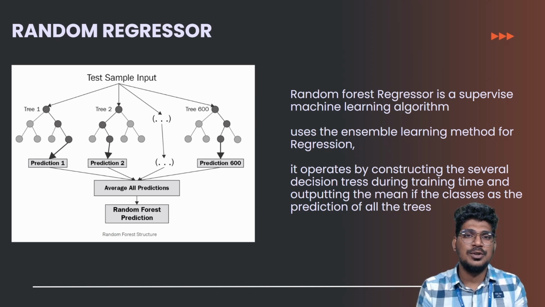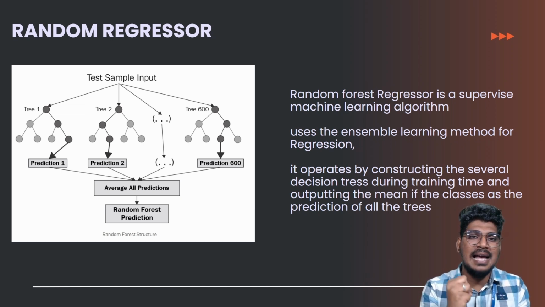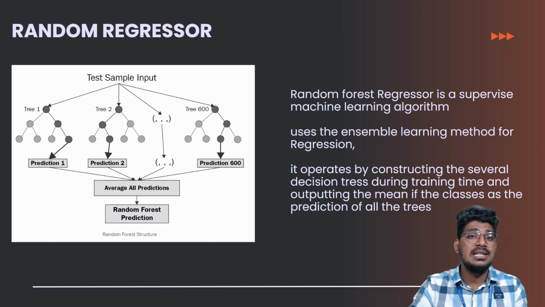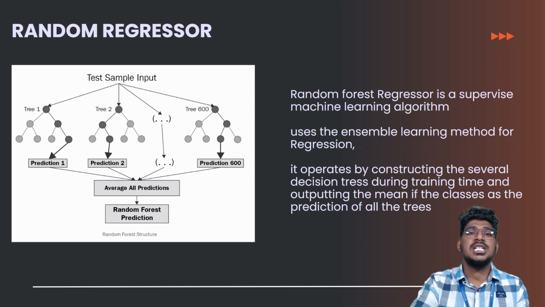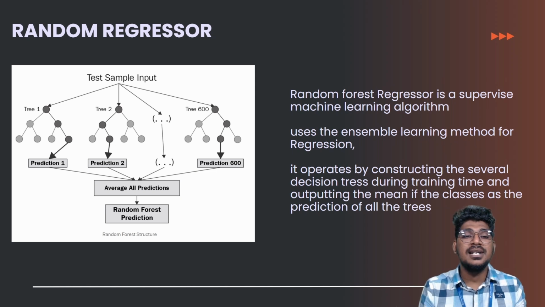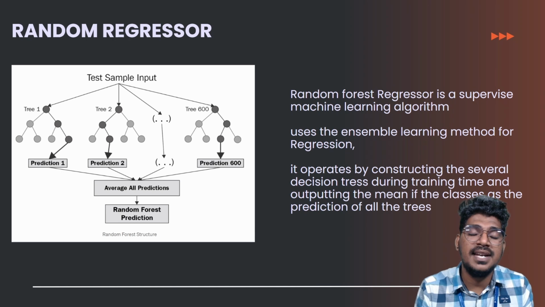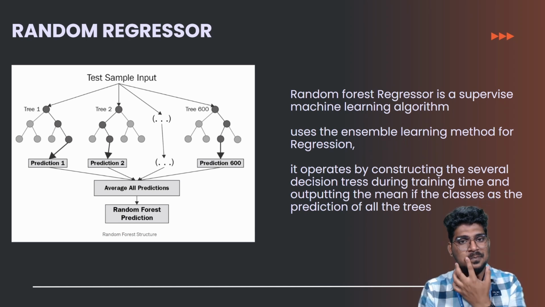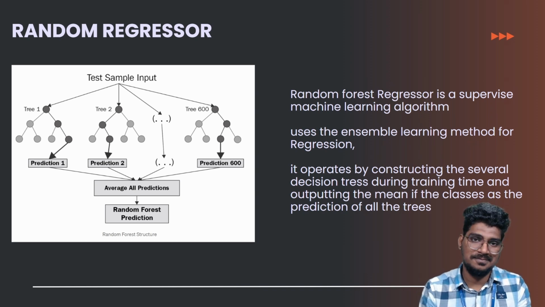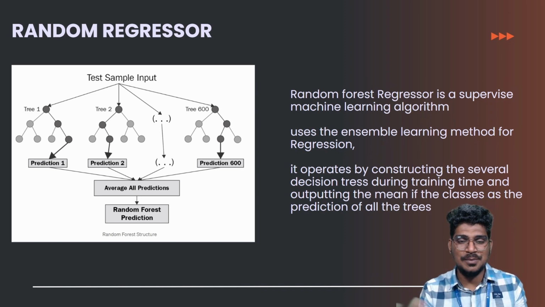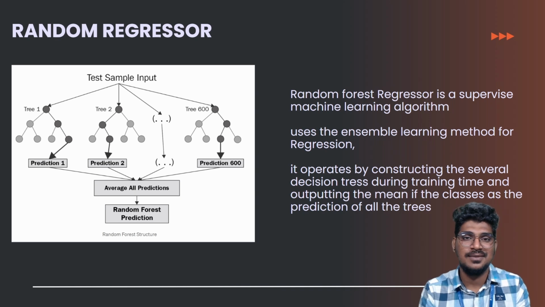Hope you guys understood. In a single line: you have the data, we select samples randomly to apply multiple decision trees. Each decision tree gives one particular prediction. Then we take all the prediction values and calculate the average, which gives the result, the prediction value. This is the way random forest regression works. Hope you guys understood this process of random forest regression.